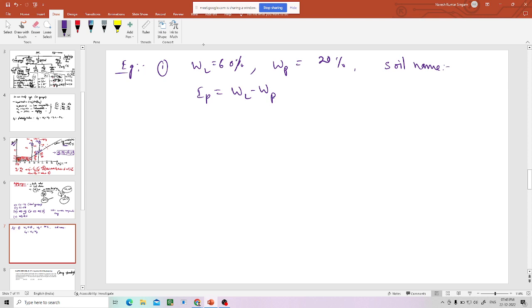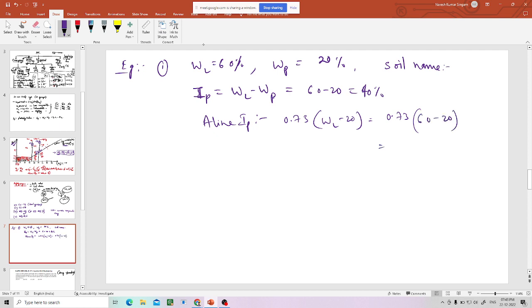First I'll solve this. I'm finding the IP value: 60 minus 20, this is 40. The real IP, the plasticity index, is 40. Now the A line IP value is 0.73 multiplied by (WL minus 20). WL is 60, so 0.73 into (60 minus 20), that is 0.73 into 40. So what is the value? It is 29.2.